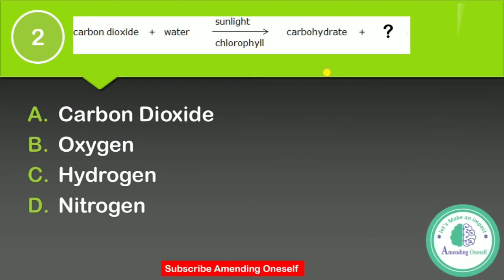Question number 2. Here is the equation. You have to complete this equation. Carbon dioxide plus water in the presence of sunlight with chlorophyll gives carbohydrate plus what? You have to fill this question mark. Options are A, carbon dioxide, B, oxygen, C, hydrogen, or D, nitrogen. You have to fill this question mark from these following options.